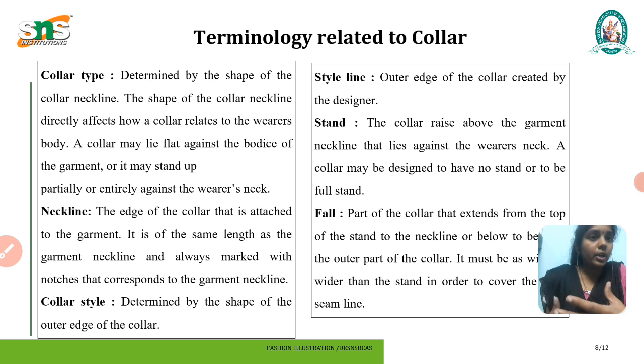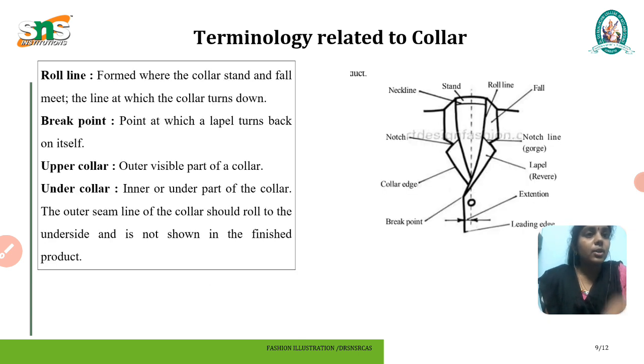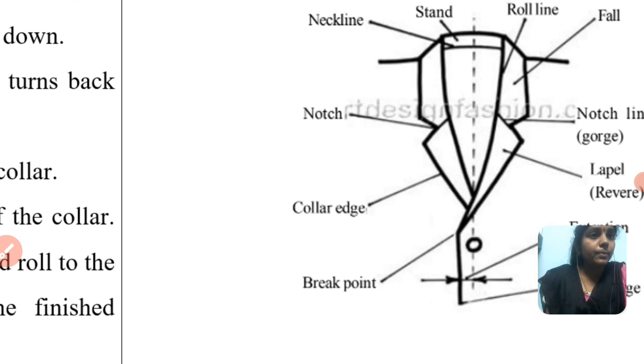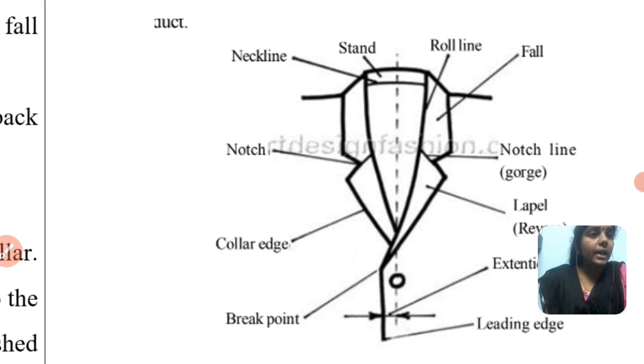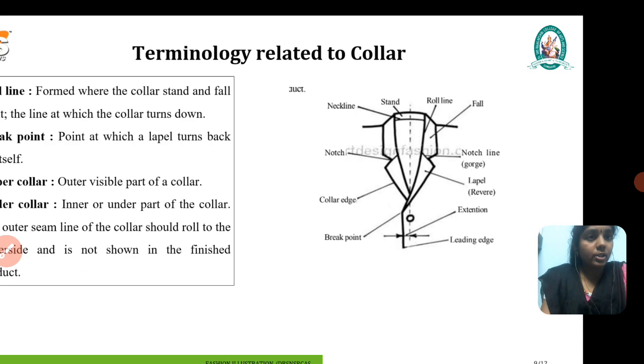So there are different collar types, and there are some terminologies: collar type, neckline, collar style, style line, stand, fall. Those are the terminologies for collars. So those are portions of the collar: neckline, stand, roll line, fall, notch line, lapel, extension, leading edge, break point, collar edge, notches. So those are the main parts of the collars.